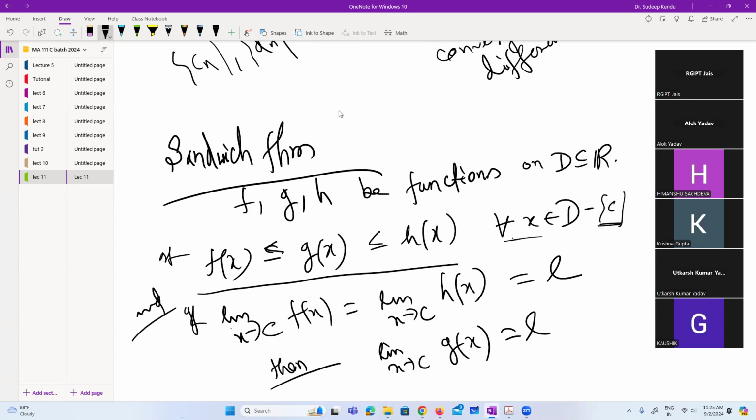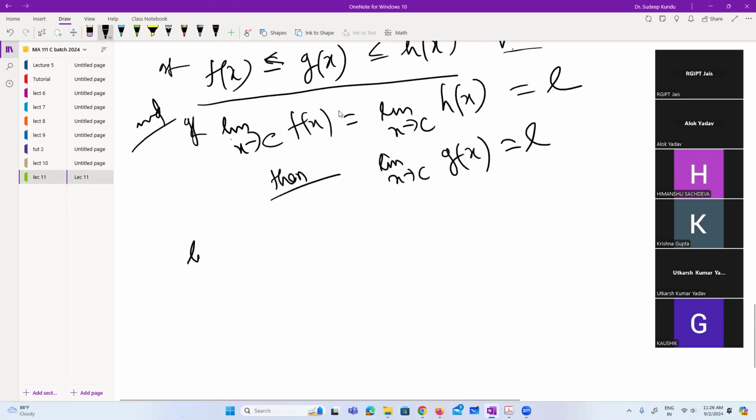So similarly, you have already studied in sequences, right? Three sequences An, Bn and Cn. If An and Cn converge to some value, then Bn will also converge to the same value. Similarly here, three functions, the first and the last one. So that's why it's also called the squeeze theorem.